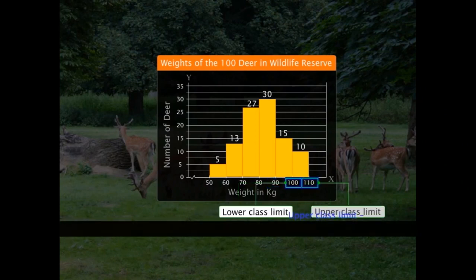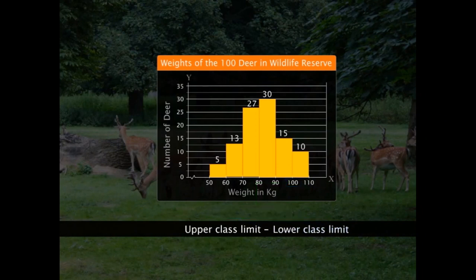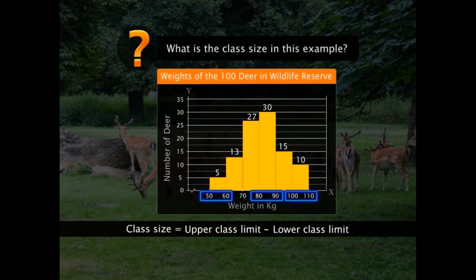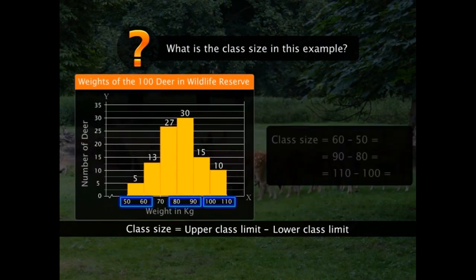The difference between the upper class limit and the lower class limit is called the size of the class interval or class size. Can you tell what the class size is in this example? If we take the upper class limit and the lower class limit in any of the classes and find their difference, we get the result 10. Therefore, 10 is the class size in this example.